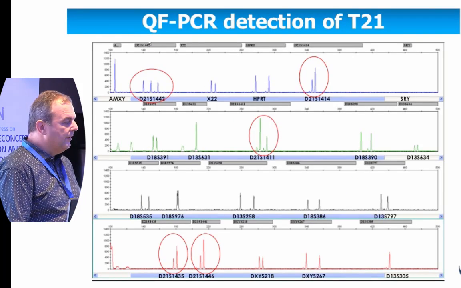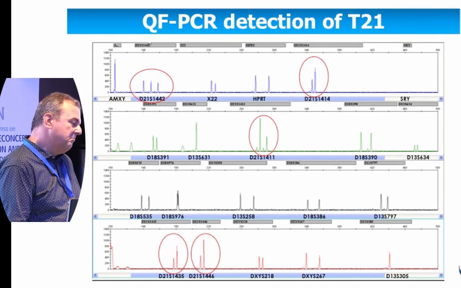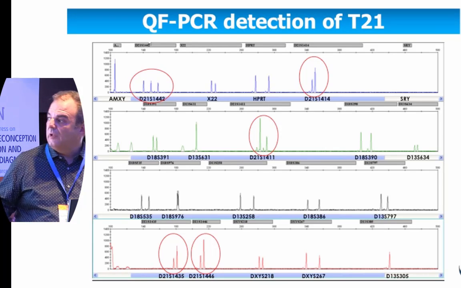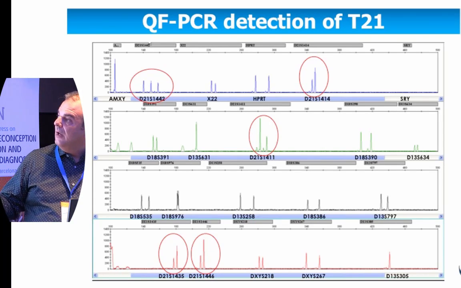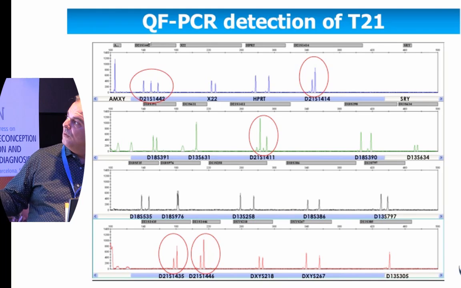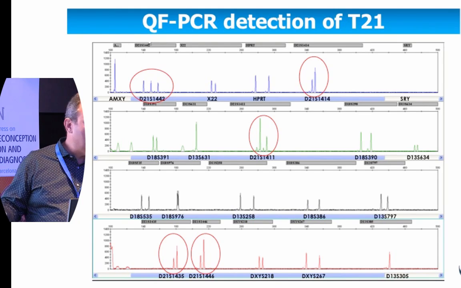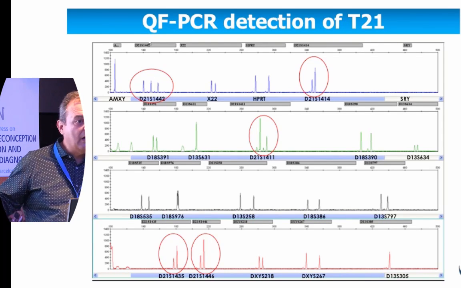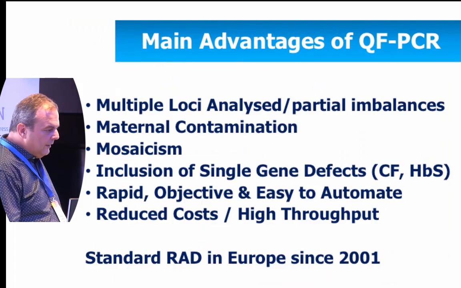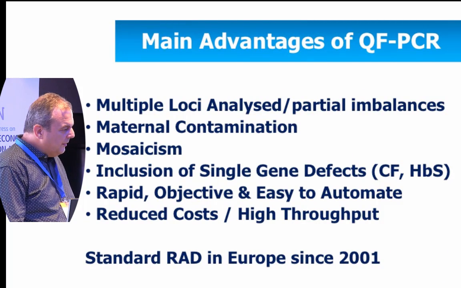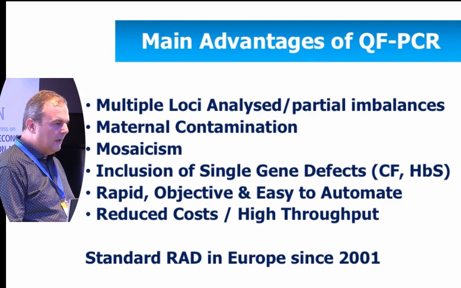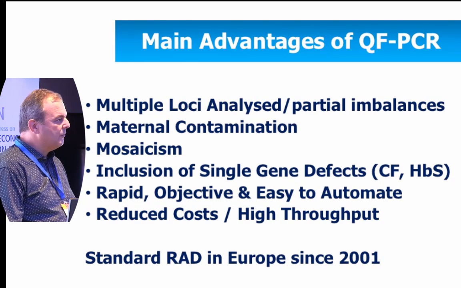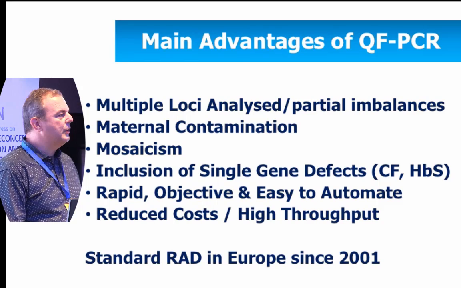This is how we detect trisomy 21. The STRs can be multiplexed and analyzed in a single run. This is a trisomy 21 fetus with all the markers on chromosome 21 having abnormal patterns, while all the markers on chromosome 18, chromosome 13 and the X chromosomes here are normal. So there are several advantages in this. Multiple loci are analyzed, allowing detection of partial imbalance. This is a DNA-based test with microsatellites, so it also allows maternal contamination detection.